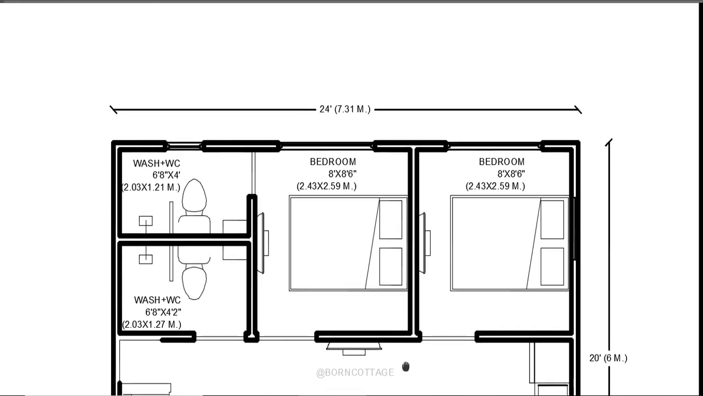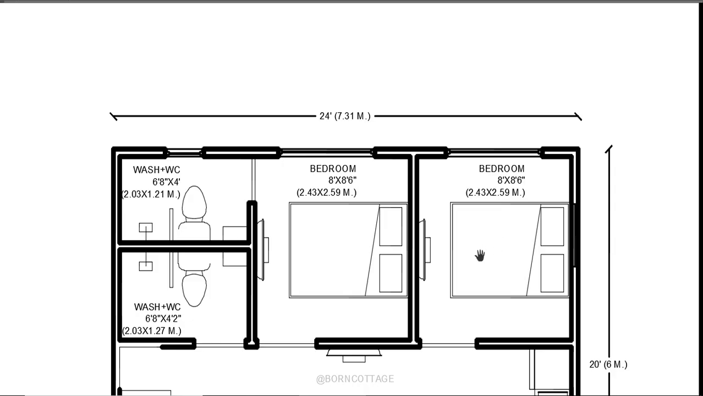So on the right side we have a bedroom here. You can see here the bed arrangement, TV unit arrangement, and 2 large size windows for ventilation and light purpose. And on the left side we have bedroom number 2 here. You can see here the bed arrangement, TV unit arrangement, and also a large size window for ventilation and light purpose.